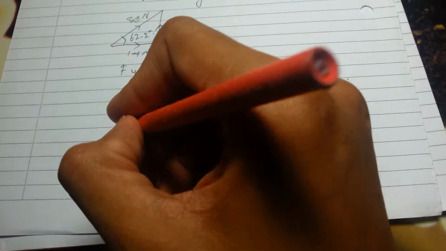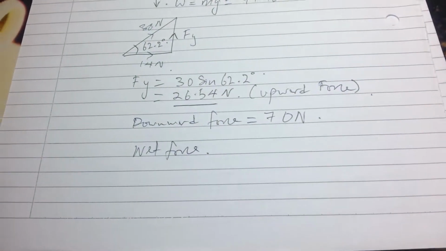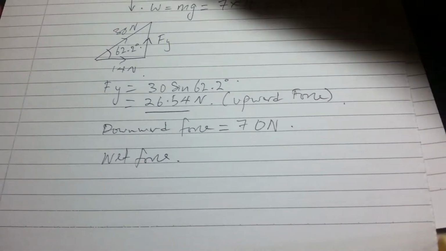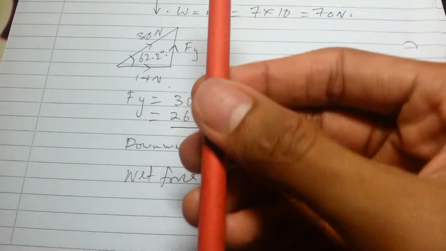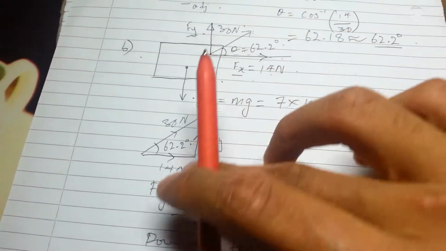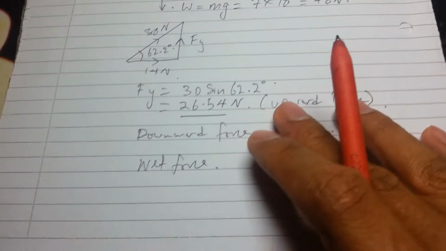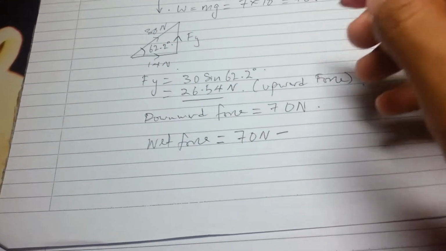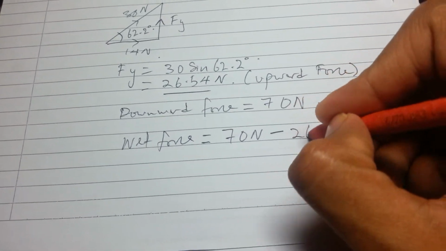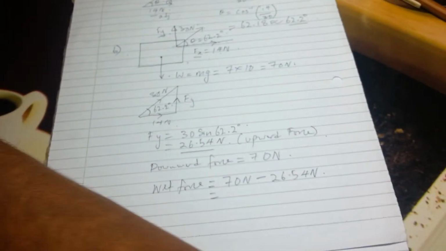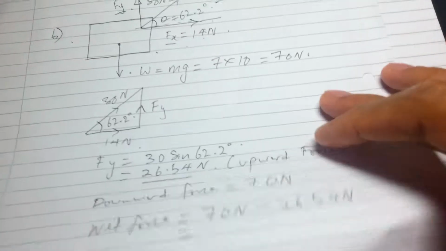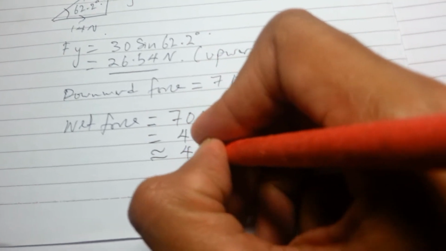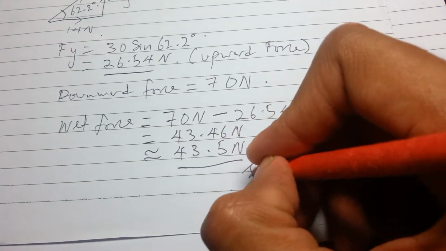Right? So what is the net force? This is for question B, the force exerted by the ground on the box. So what is the total net force? Downward force is 70 Newton, but we have an upward force that is 30 Newton, right? Downward force 70, upward force is 26.54 Newton, not 30 Newton. So what are we going to do? We are going to take 70 Newton minus 26.54 Newton, the upward force. What we will get is 43.46, which is, rounded to 3 significant figures, 43.5 Newton, and that is the final answer.